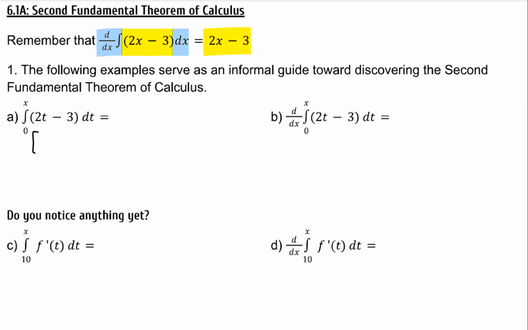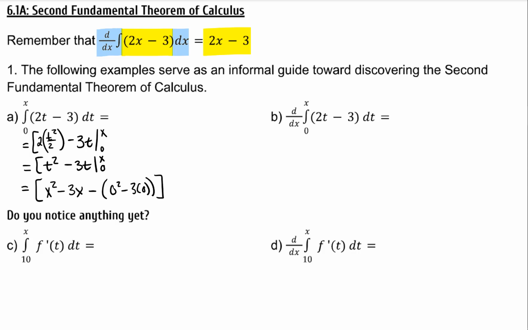Begin by integrating. That would be evaluated from 0 to x. Our result is x squared minus 3x. And that just looks like the integral of this function with x's in our result rather than t's.